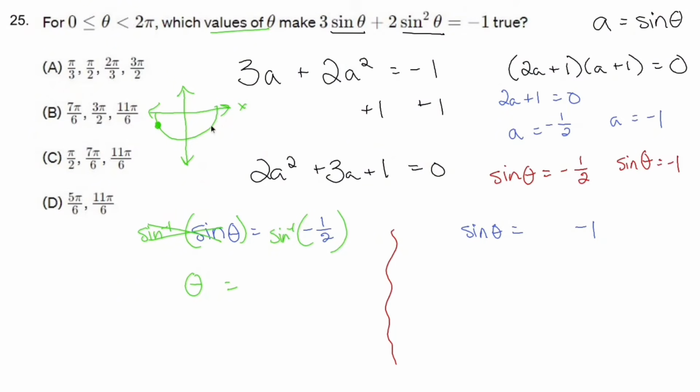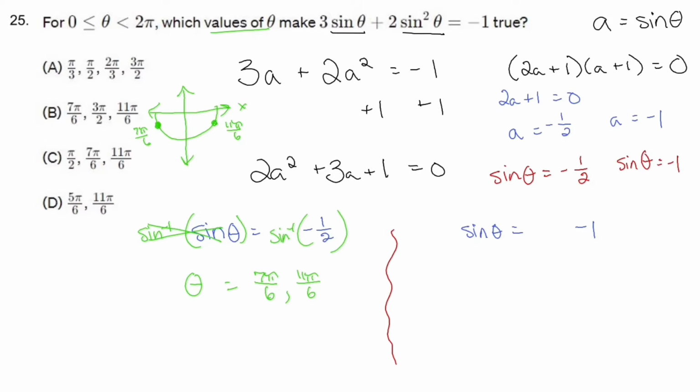Well, right here and right here, the dot's closest to the x-axis. That's when y would equal negative a half. So the two thetas that give me negative a half are 7 pi over 6 and 11 pi over 6. Now that's one of these.